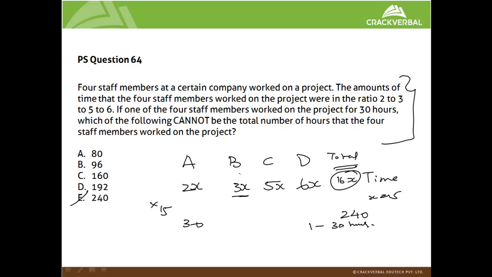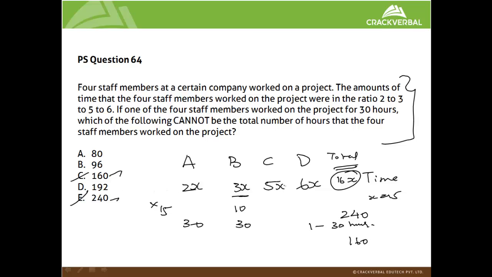Now let's move on to 3x. Assume staff B worked for 30 hours, so 3x is 30, and in that case x has to be 10. If x is 10, then the total time is 16 into 10, which will get you 160. So 160 is a possible time, and we can eliminate answer choice C. Now here itself we can stop. You have 160, 240, but 192, answer choice D in between, is not matching up.